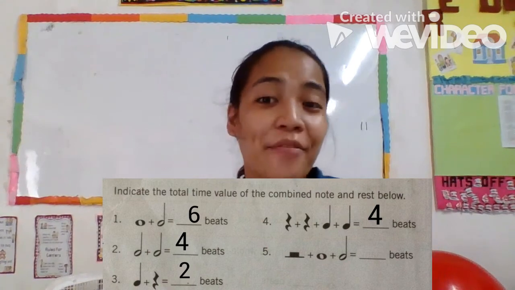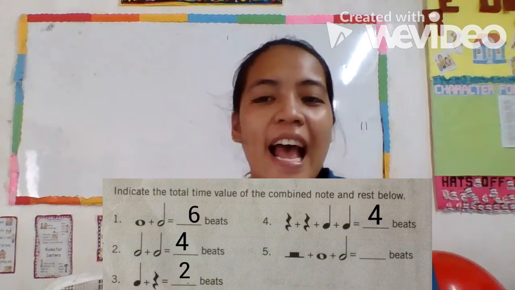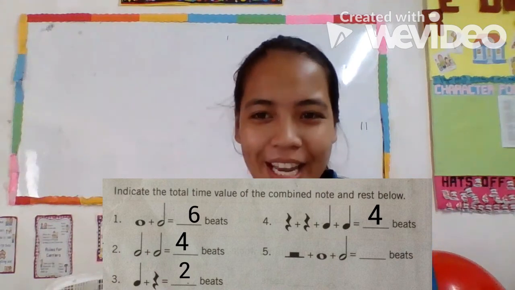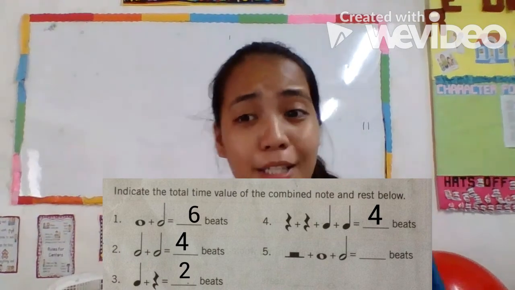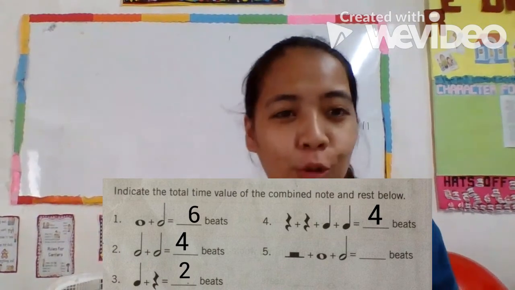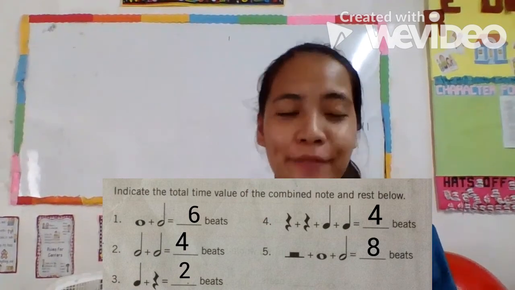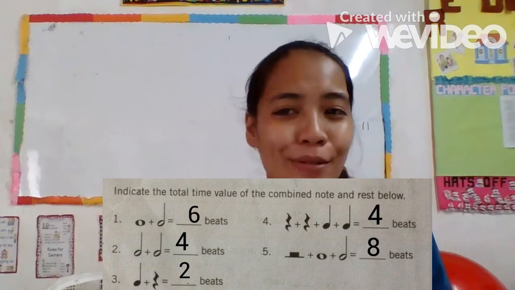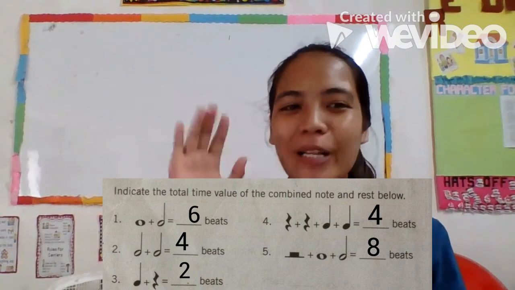Let's have the last one. We have half rest plus whole note plus half note. Half rest has 2, plus whole note 4. 2 plus 4 equals 6, plus half note 2. 6 plus 2 equals 8. Did you get the correct answer? Who got the perfect score?